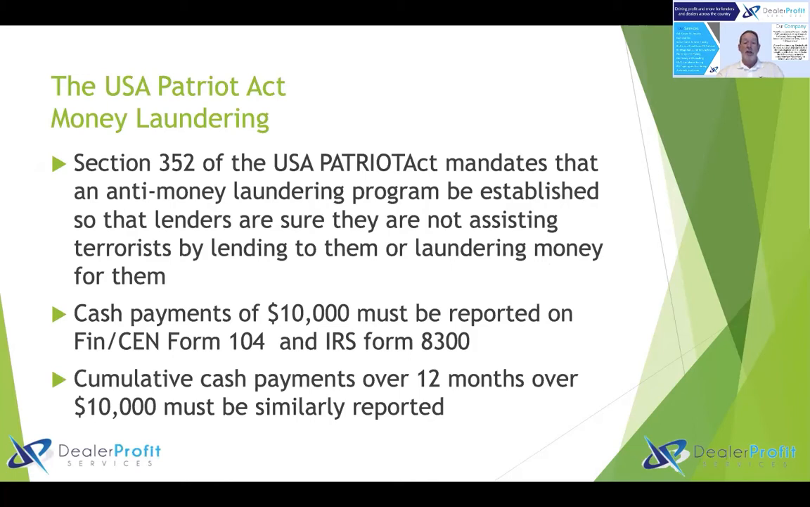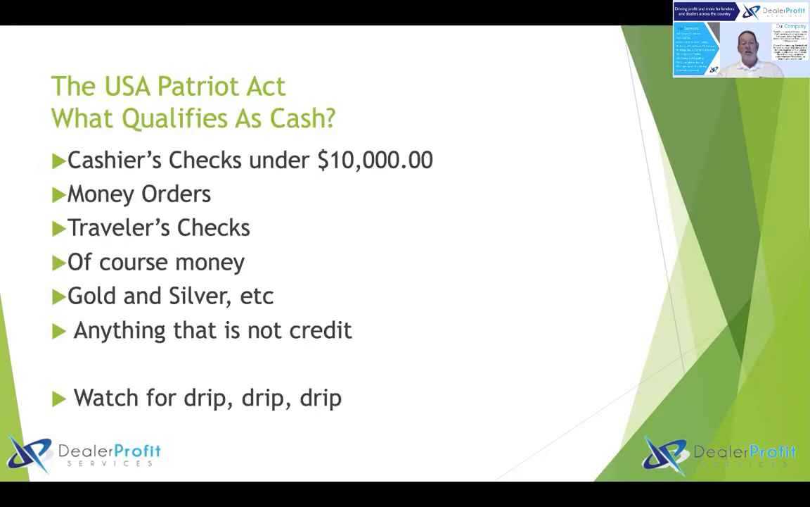Cash payments in excess of $10,000 have to be reported on the IRS FinCEN form 8300. Now, cumulative cash payments over a 12-month period that exceed $10,000 have to be reported as well. So it doesn't have to be a single cash payment. It's got to be cash payments for a related transaction over a 12-month period that exceed $10,000.